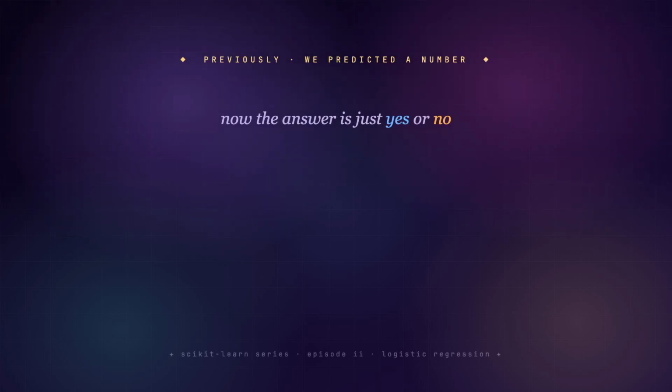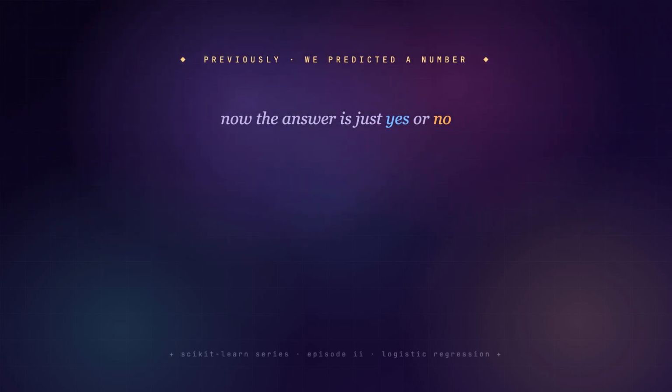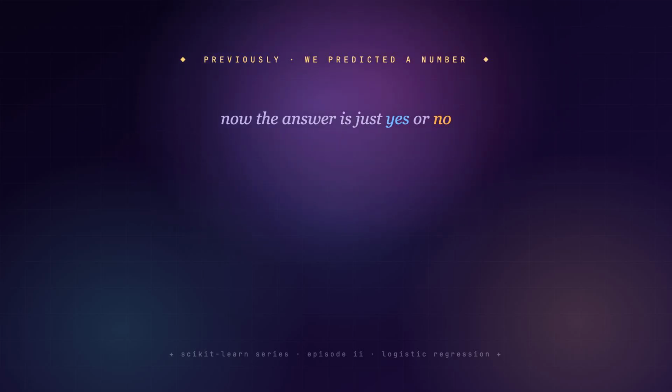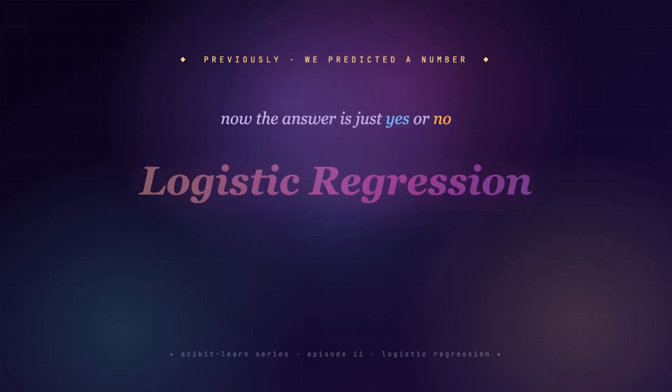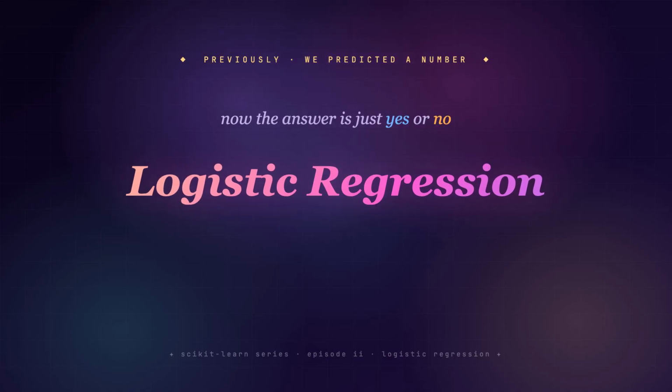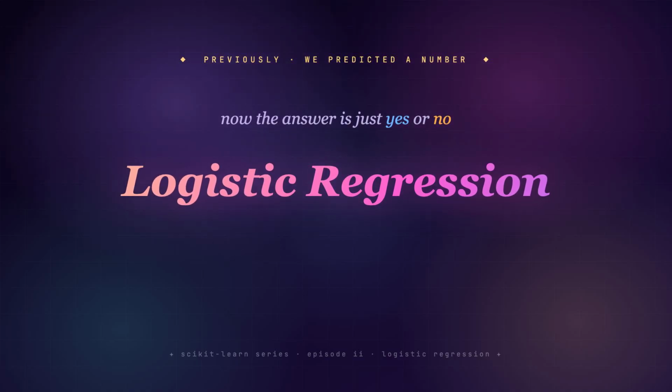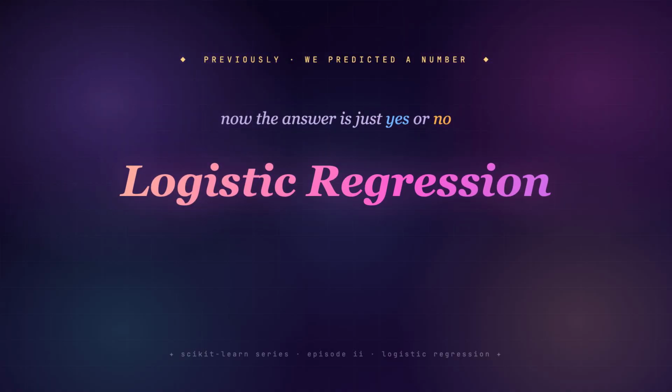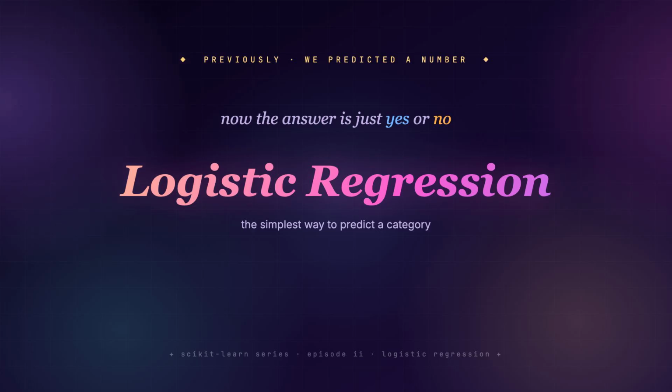Last time, linear regression drew a straight line to predict a number, like the price of a house. But so many real questions aren't numbers at all. They're yes or no. Is this email spam? Is this transaction fraud? Is this tumor harmful? That's called classification, and it's one of the most useful jobs in all of machine learning. The simplest tool for it builds directly on what we just learned, and it's called logistic regression.